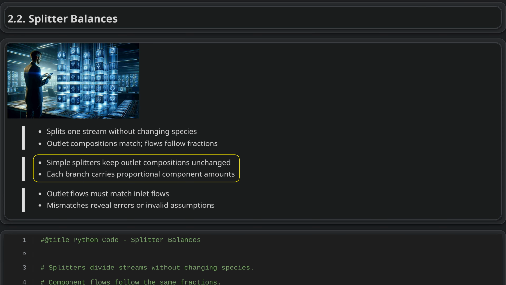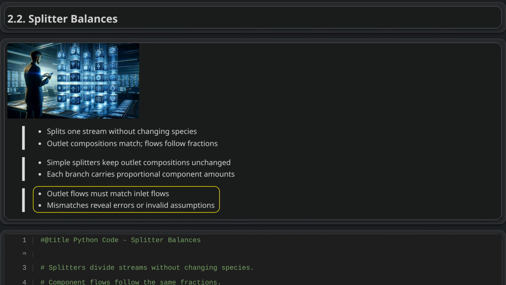In a simple splitter, total flow and component flows must be treated consistently. Because the outlet streams have the same composition as the well-mixed feed, any outlet that receives a fixed fraction of the total flow also receives that same fraction of every component. This applies to common cases such as piping tees and purge streams, where a purge removes part of a recycle stream without changing its composition.